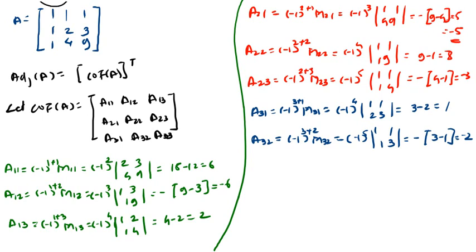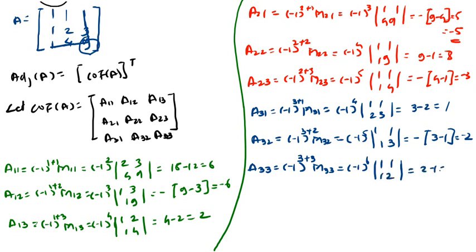Now next is to find A33, which is (-1)^(3+3) into M33. So this will be (-1)^6 into the determinant M33. M33 is the minor of the element A33. So hide this row, this column, what remains? 1 1 1 2. So this will be 2 minus 1, which is equal to 1.